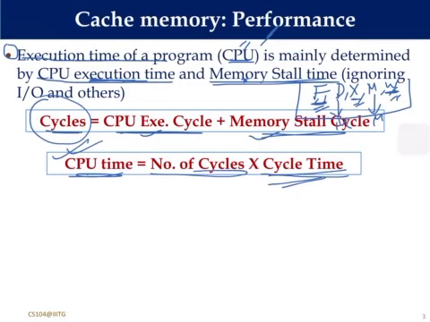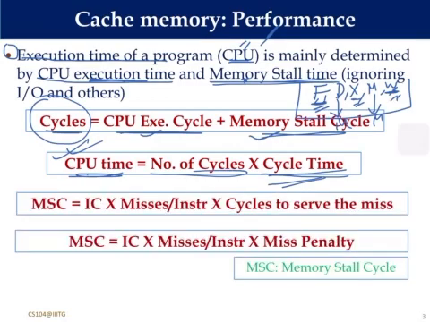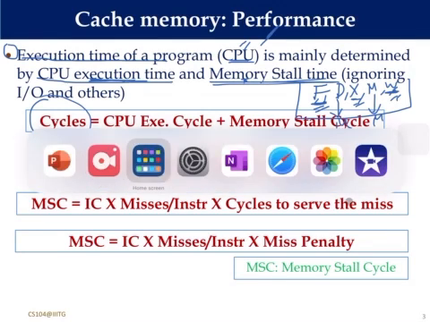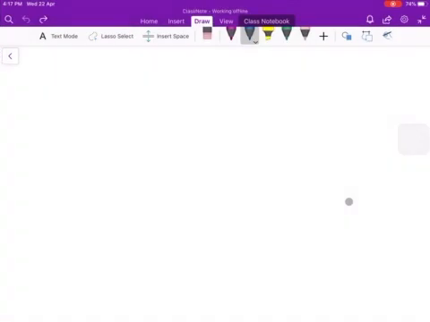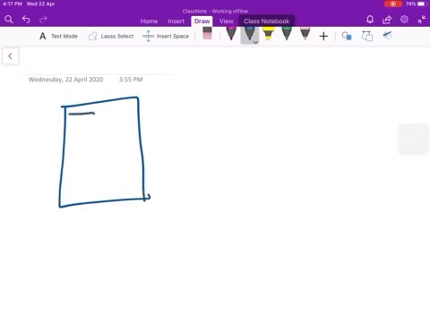Now, if that is the case, what will be the memory stall cycle? How will you find out the memory stall cycle? For that, let us go to the board. As we know, a CPU runs a program that consists of instructions.